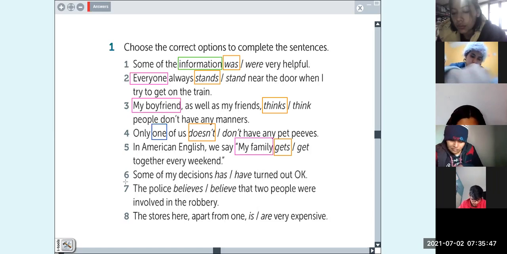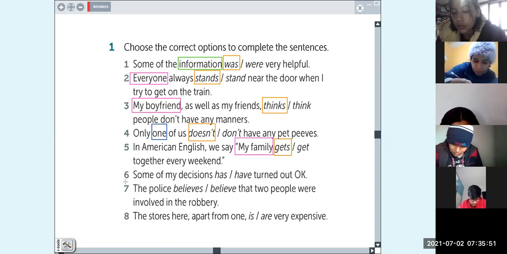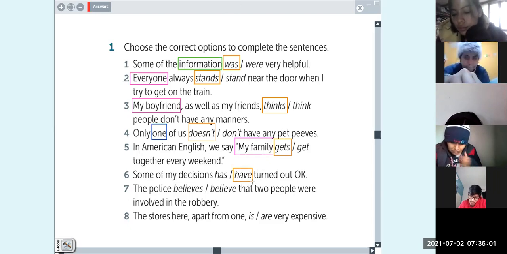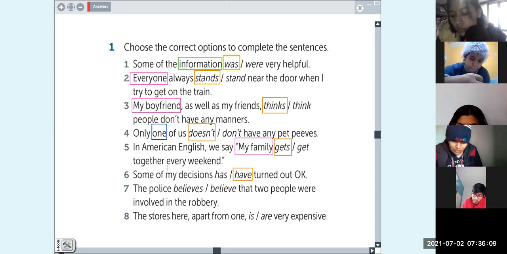Number 6. Some of my decisions has or have turned out okay. Have. Why? Because it's plural. It's a plural countable noun. We can say 1 decision, 2 decisions, 3 decisions, right? Yes, very good. Right.